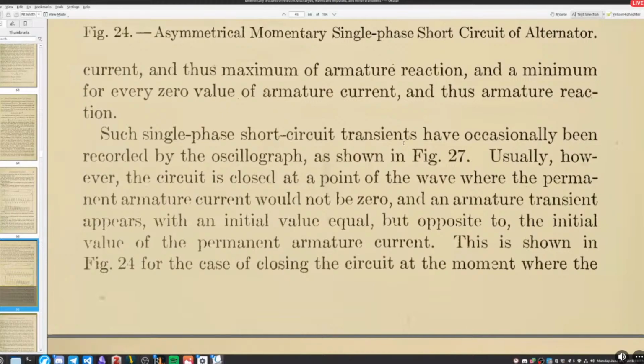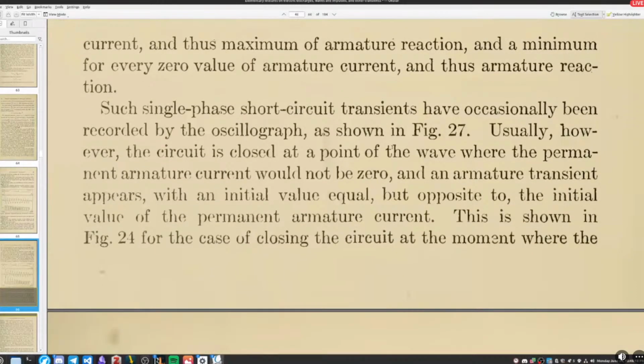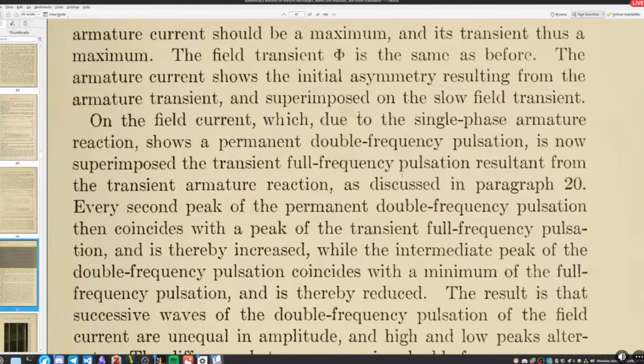Usually, however, the short circuit is closed at a point of the wave where the permanent armature current would not be 0. And an armature transient appears with an initial value equal but opposite to the initial value of the permanent armature current. This is shown in Figure 21 for the case of the closing of the circuit at the moment where the armature current should be a maximum, and its transient thus a maximum. The field transient phi is the same as before. The armature current shows the initial asymmetry resulting from the armature transient, superimposed by the slow field transient.